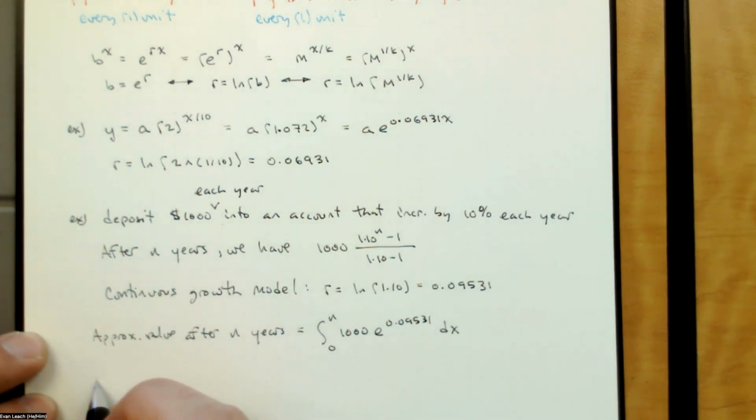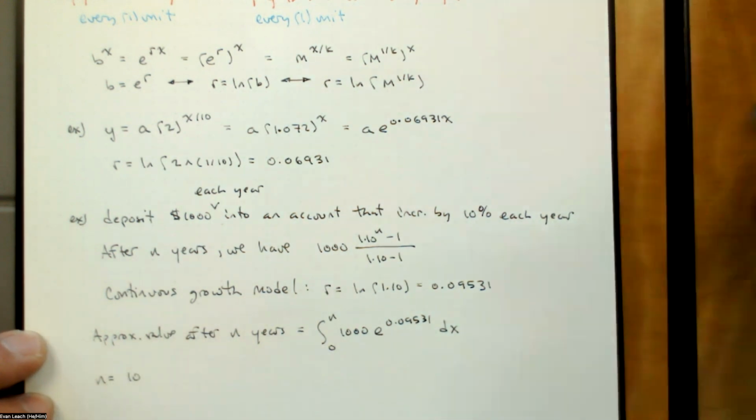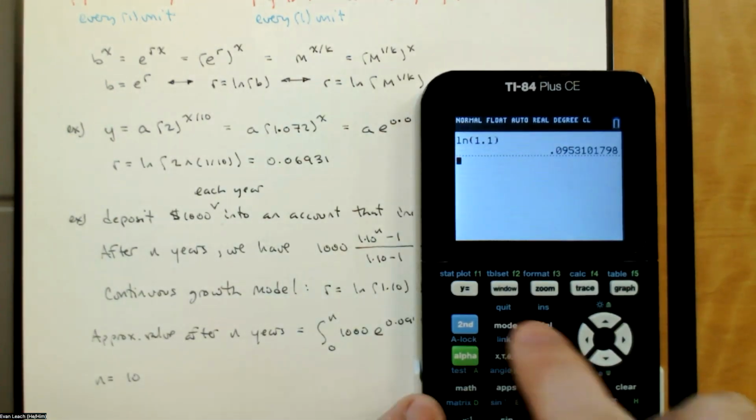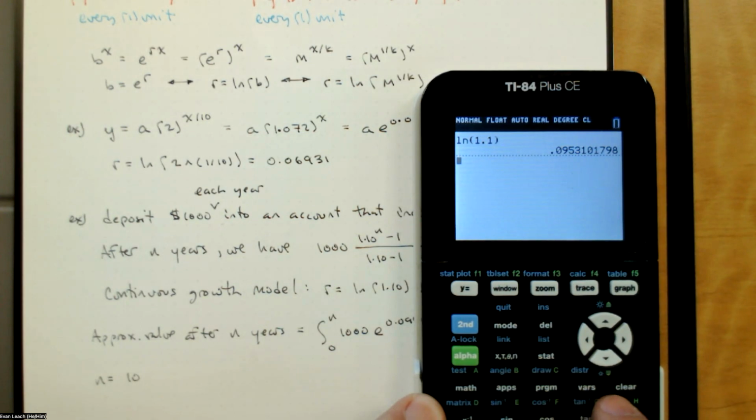So when n equals 10 years, if I approximate with... oops. So if I do this, I'm going to give myself this number. So now if I press R, then I have it. I now have a natural log of 1.1 button on my calculator.